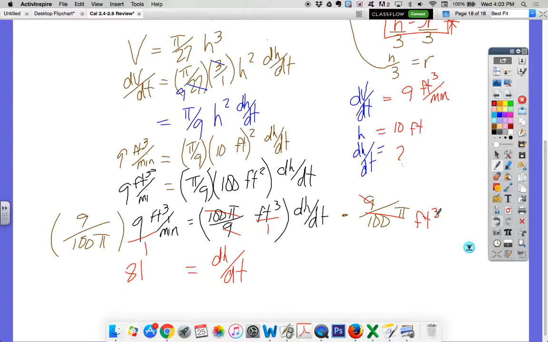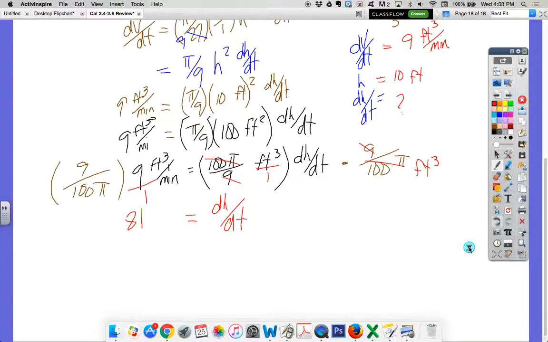You know what? I don't know. Let's see here. We'll come back and do the units here in just a minute. Let's just do the numbers for right now because I'm running out of time. Seriously, I've got less than a minute. So that's going to be 81 over 100 pi. This is a change in height over time, so we know good and well it's got to be feet over minute. And the question is, how in the world do you get there?